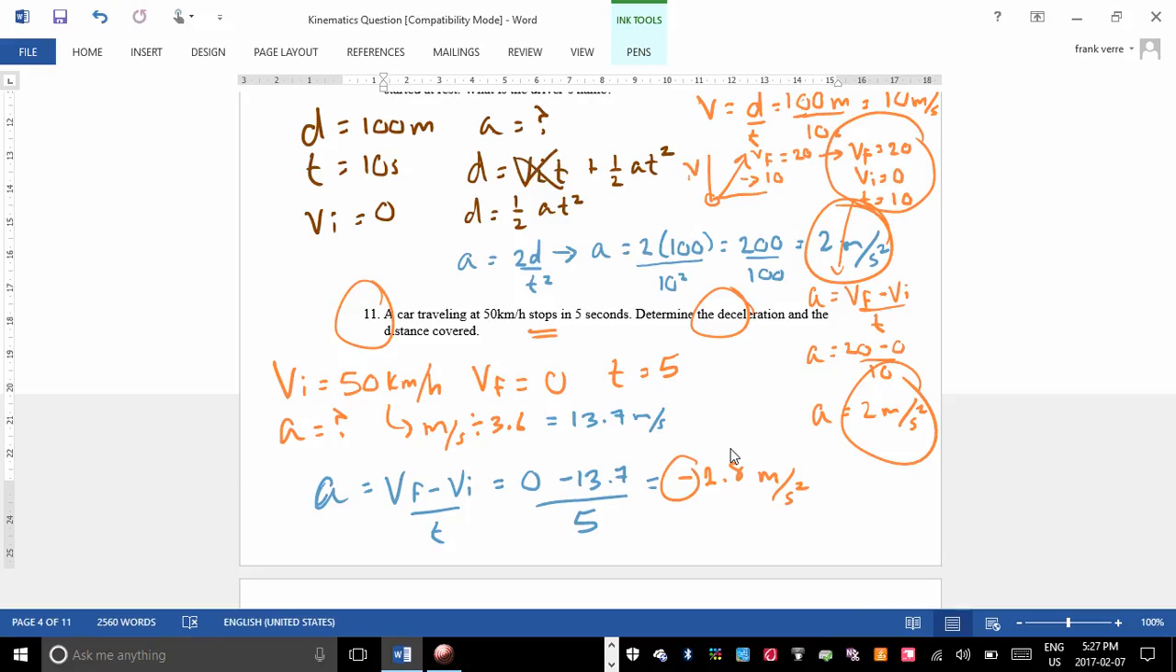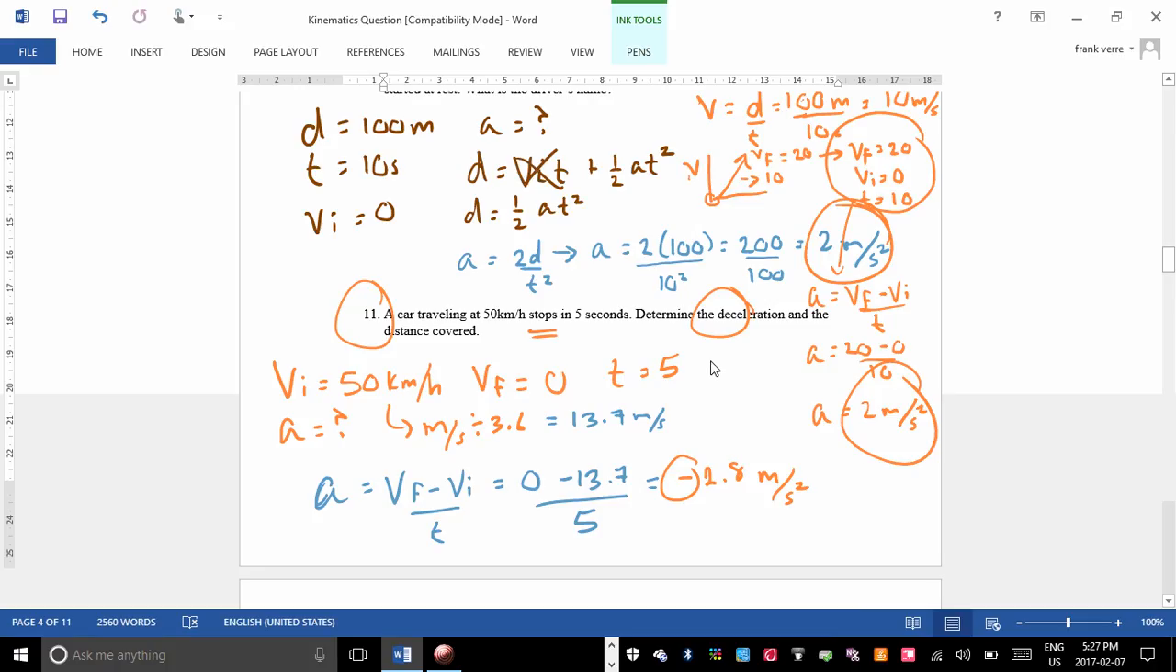However, this is a bit of a warning. Don't assume that a negative sign always means that it's slowing down. For now, this is an introduction to the course. We can safely assume that it is. But later on, you will see that a negative sign may actually mean that the object is speeding up. But we will discuss that later, not at this moment.